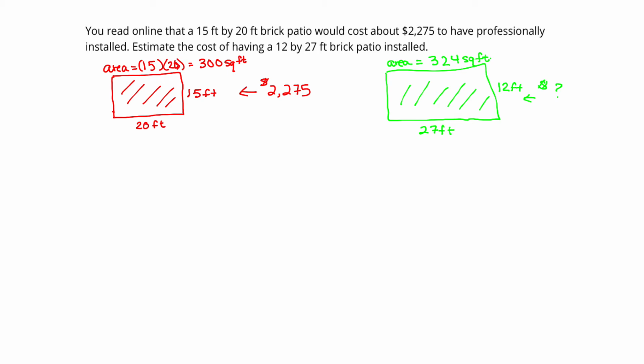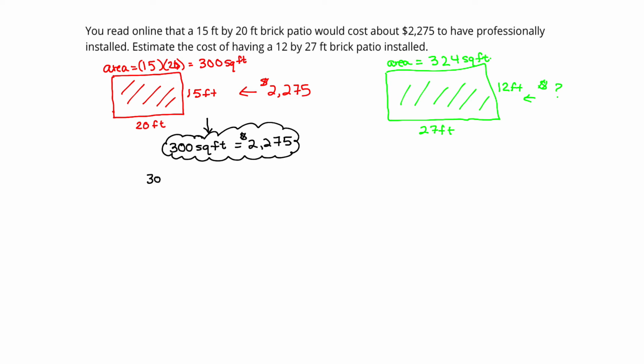Now, at this point, what I want to do is write down any conversion factors or any equivalencies. Notice from the first rectangle, I do have an equivalency that results. That equivalency is that 300 square feet costs us $2,275. So we have this equivalency that 300 square feet is equivalent to $2,275. Why do I say we have this equivalency? Because that will allow us to convert and write a unit ratio.